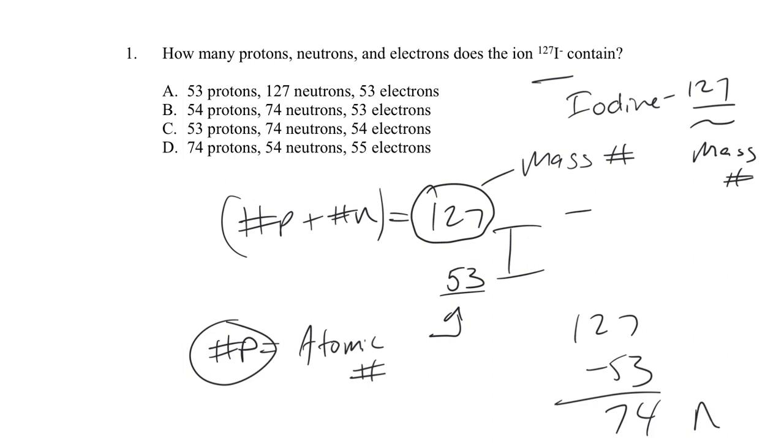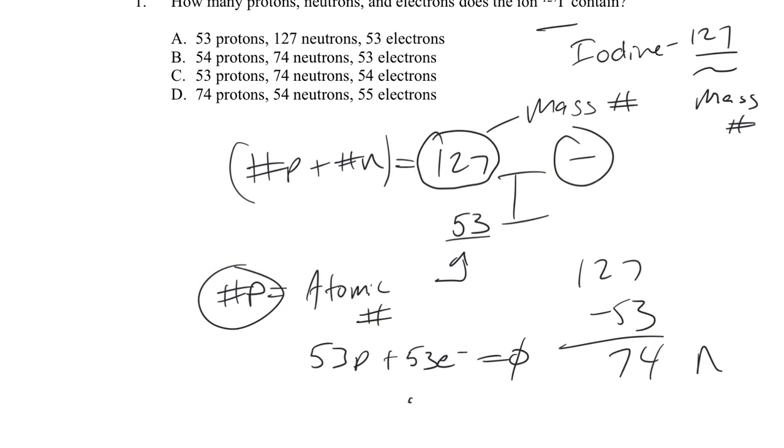We have 74 neutrons. And then the idea of negative charge is that we'd have neutral charge if we had an equal number of protons and electrons. So 53 protons with 53 electrons would be neutral. If we add 1 electron, we have more negative particles. That's a -1 charge.